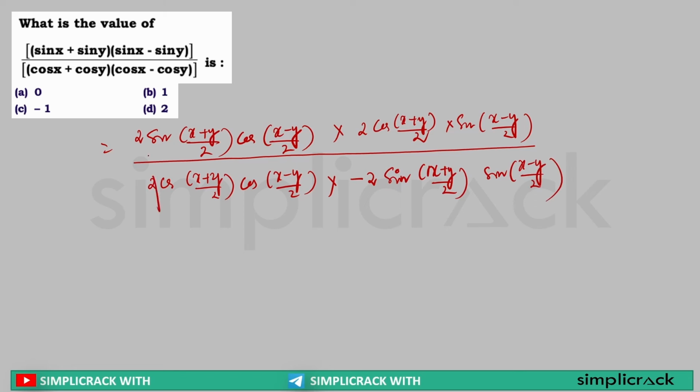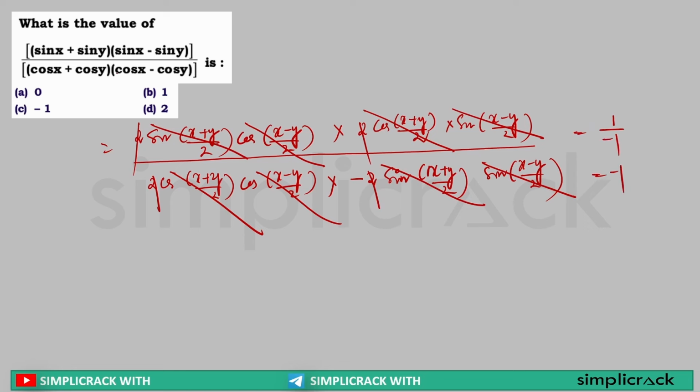Yes. 2 crossed out, 2 crossed out. Cos (x plus y)/2 crossed out. Cos (x minus y)/2 crossed out. Sin (x plus y)/2 crossed out. Sin (x minus y)/2 crossed out. What is remaining? 1 by minus 1, which is equal to minus 1. Answer option C.